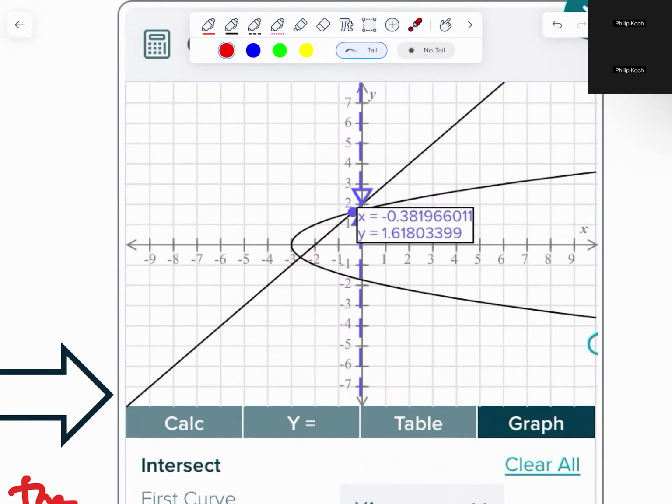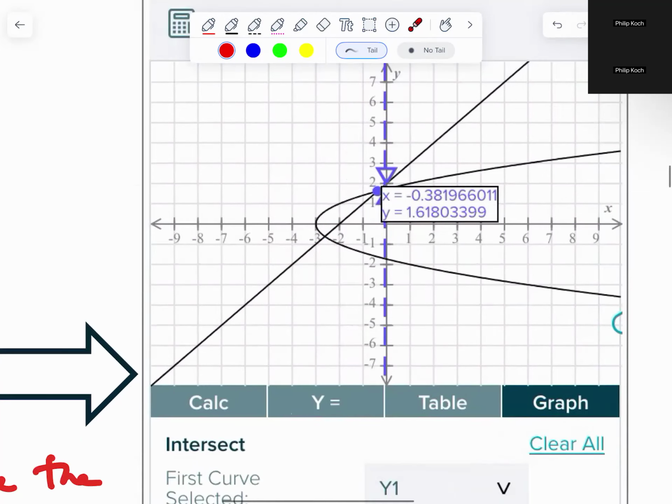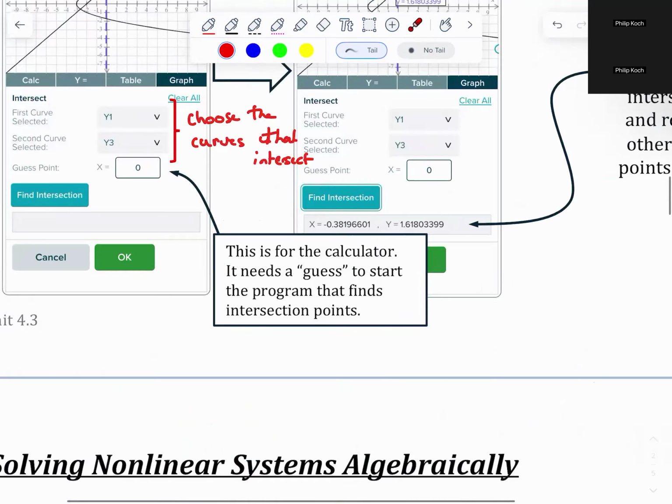You can even probably just use 0 and it'll still work, but the closer you are, the better. Okay? That's all fine and dandy, but what if you were on the exam and you don't have a graphing calculator? That's when algebra comes into play.